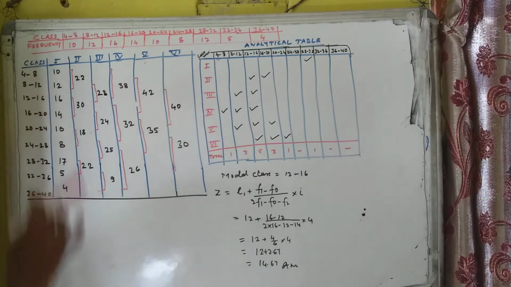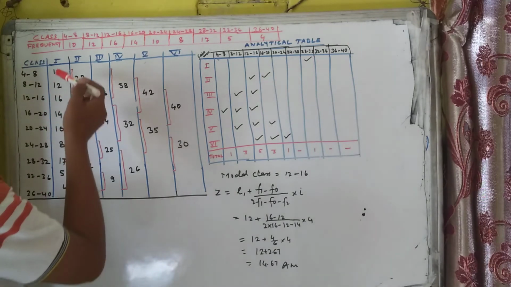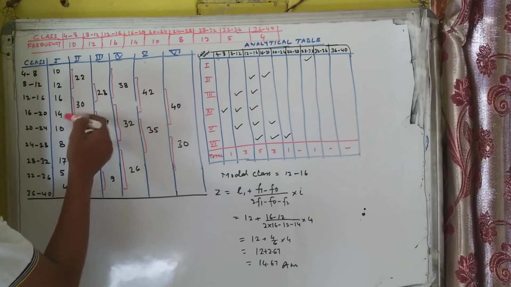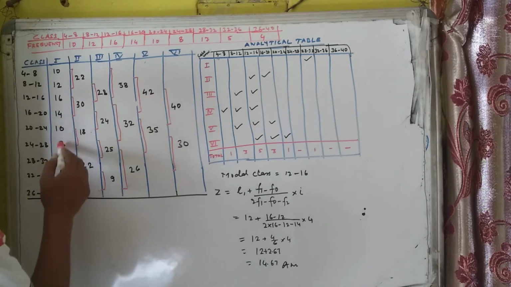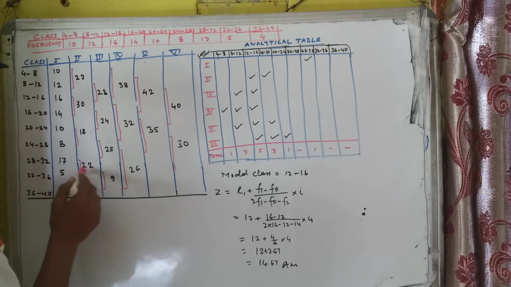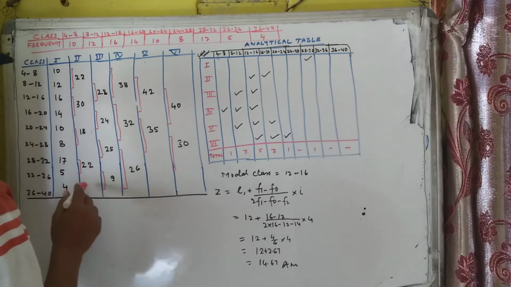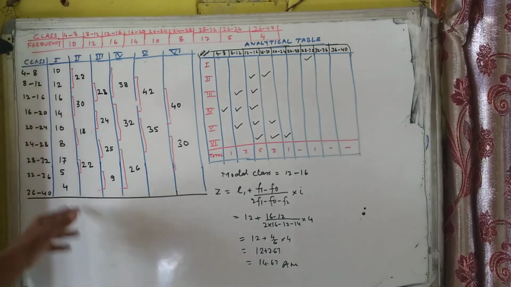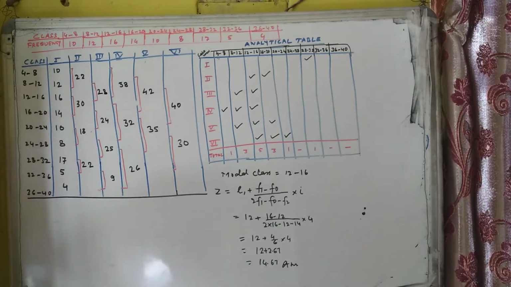At first, two frequencies together. Adding 10 and 12 we get 22, 16 and 14 give 30, 10 and 8 give 18, 17 and 5 give 22, and the last one we do nothing with because it has no pair.